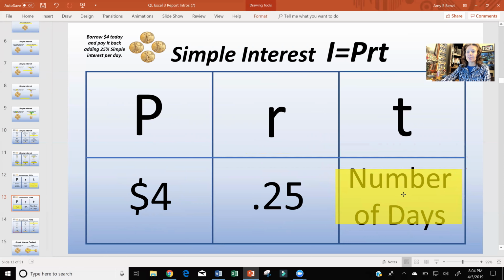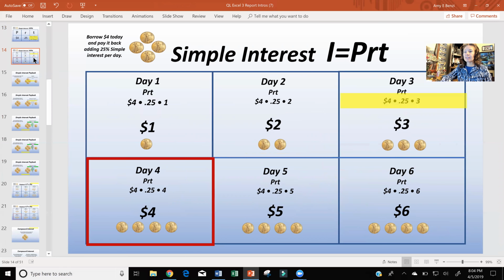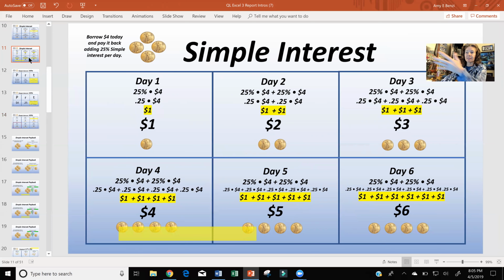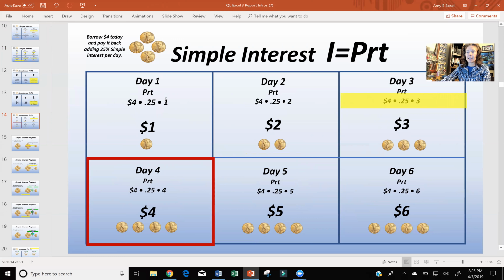And our time is going to be recorded in the number of days. So let's see what our formula looks like. Now, rather than having all of this math to deal with, we get to just plug in our formula. You can see that the only thing changing here is my time, my days. So I have that 1, 2, 3, and then look what happens on my 4th day. On the 4th day, I'm actually paying back exactly as much interest as what I borrowed.